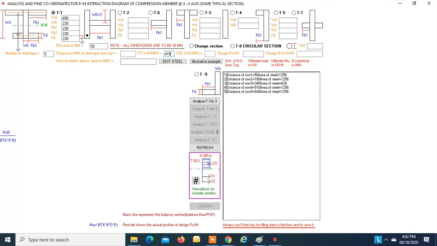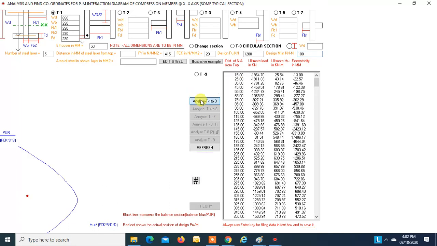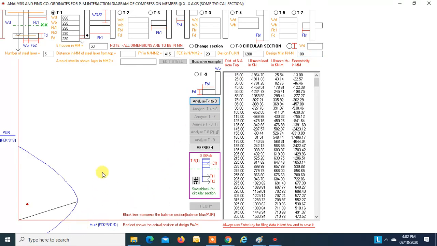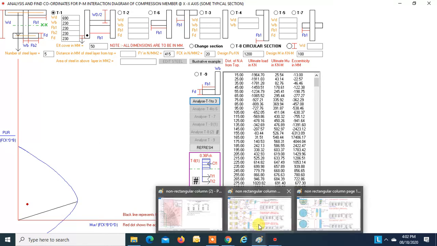Fy is 415, FCK is 20. Our design load is 1200 and design moment is 100. So we will draw the PM interaction diagram for this I. So this is the curve, and this is the complete analysis. Now we will see how we can do it manually.